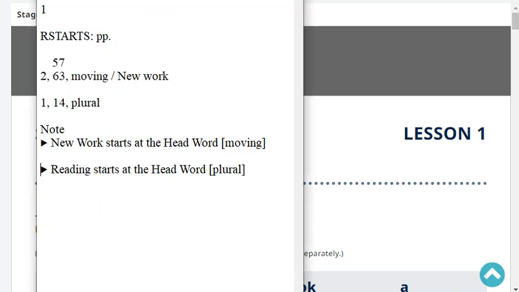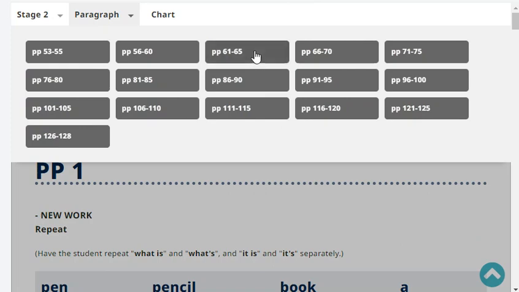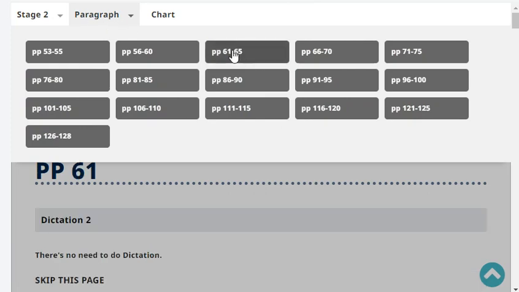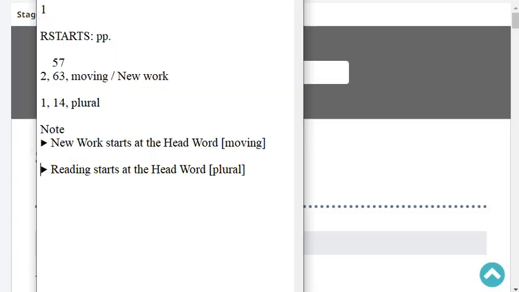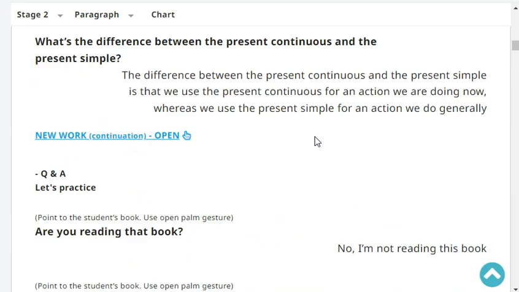Report says we are at stage 2, paragraph page 63. Okay, and our last headword was moving, new word type of lesson. Okay, we will start at moving. So let's start with revision. Ready? Okay. Here we go.